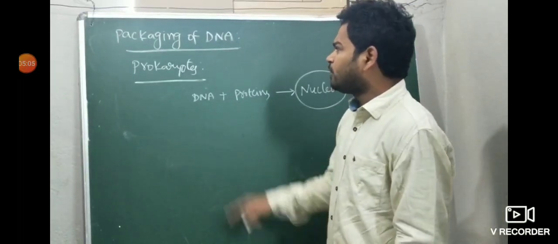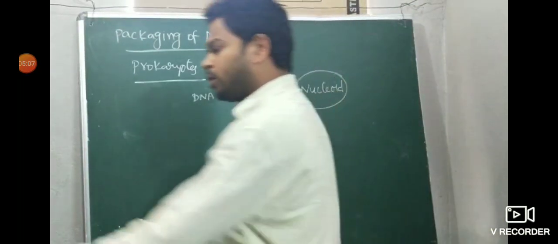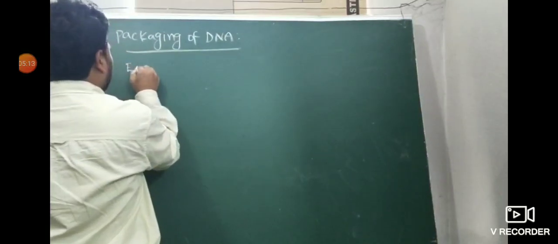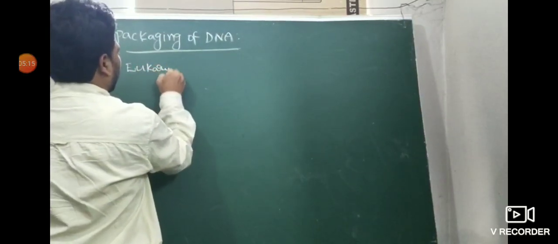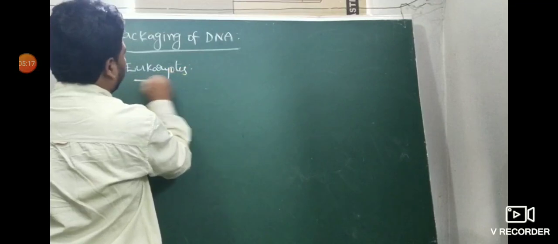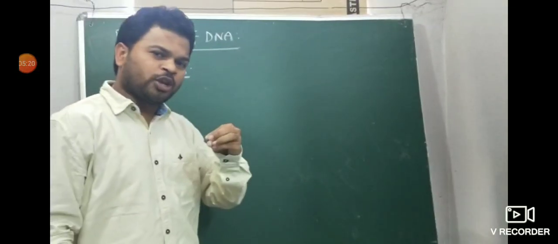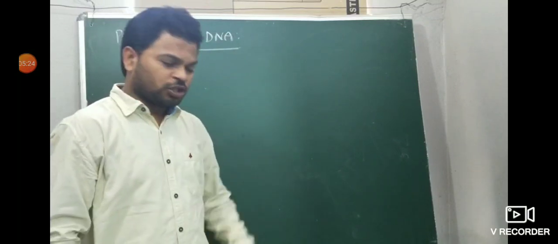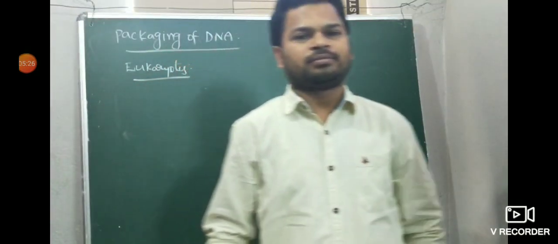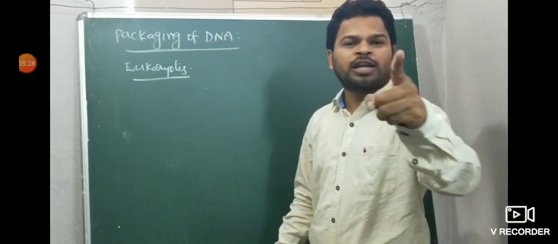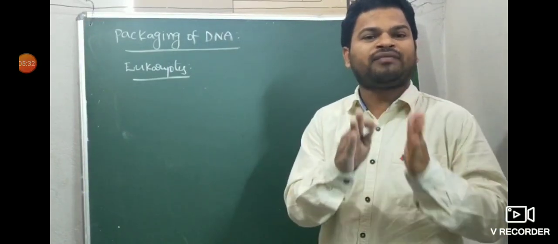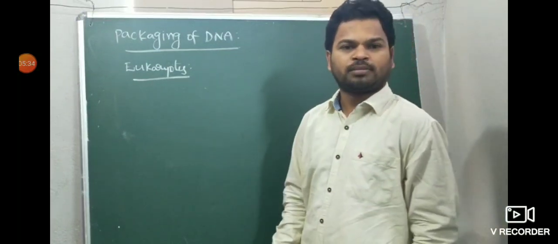Now, packaging of DNA in eukaryotes. Be careful with this. Before going to that, you know very well that eukaryotes means a true nucleus is present. A nuclear membrane is present, so there is a defined nucleus. That's why packaging of DNA is somewhat difficult and complex in eukaryotes.